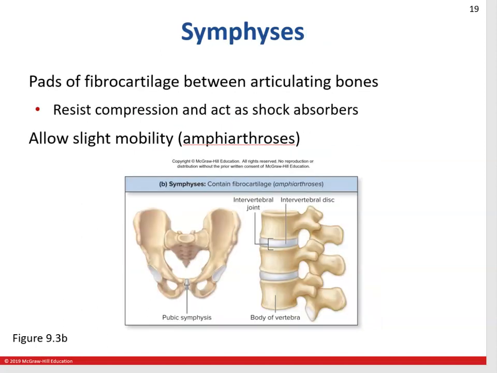A symphysis uses fibrocartilage. So this is a pad of fibrocartilage. The pubic symphysis is in between the two pubic regions of the coxal bones. And this is going to act as a shock absorber and resist compression. We also see fibrocartilage around the rim of the intervertebral discs. And you can see how shock absorption is going to be very desirable between the vertebra bones. And this is also going to allow your spinal column to have some increased flexibility.